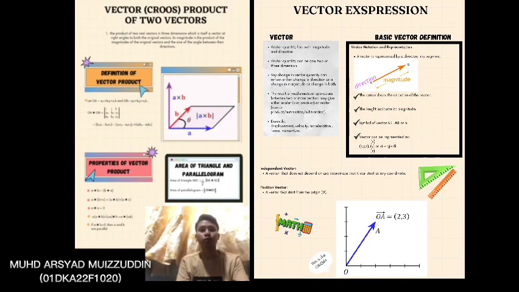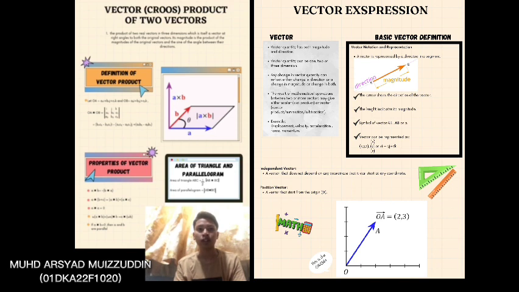Today I want to present about the vector cross product of two vectors. First of all, the product of two real vectors in 3 dimensions is itself a vector at right angle to both the original vectors. Its magnitude is the product of the magnitudes of the original vectors and the sine of the angle between the directions. Definition of vector product.